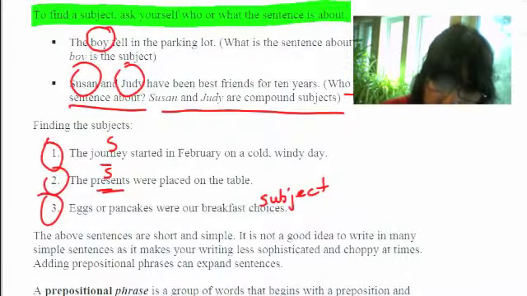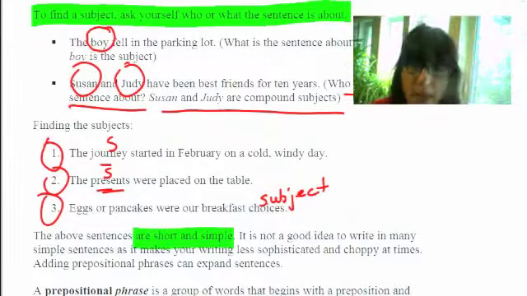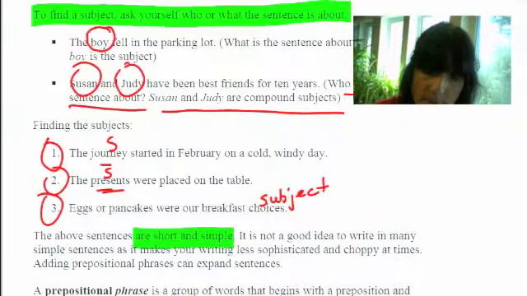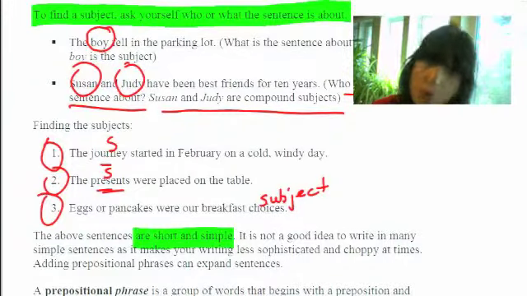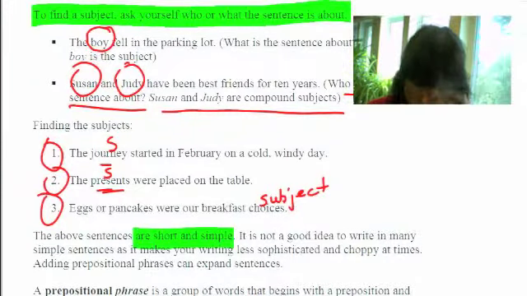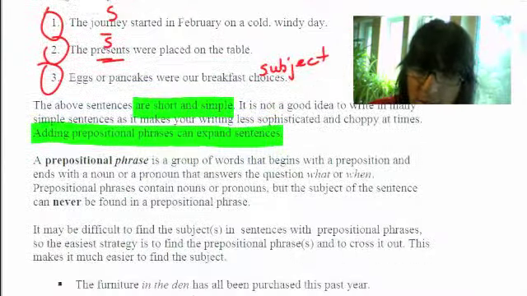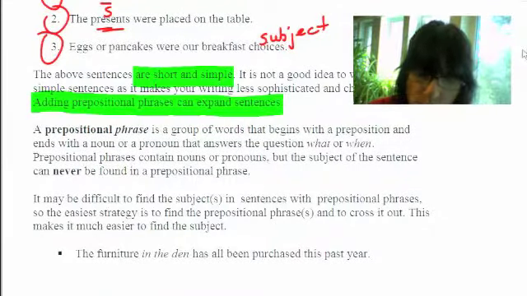So these sentences that I've outlined with you are all short and simple. And that's fine, and it's easy to find subjects in simple sentences. But you do not want to write too many simple sentences. Your writing becomes simplistic, and it can become choppy, and you want to be more sophisticated in your writing. So in order to do that, we often add to our writing something called prepositional phrases, and they'll expand your sentences. They'll make them longer and give you a richer sentence.